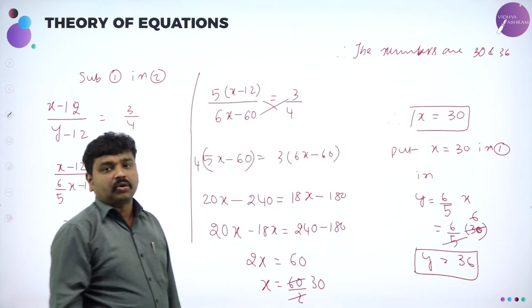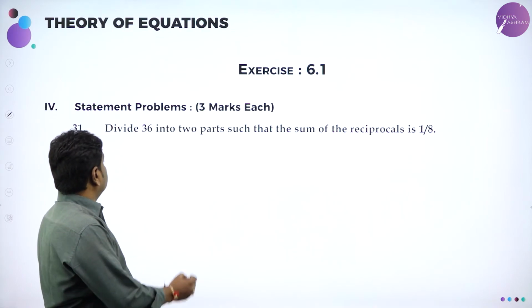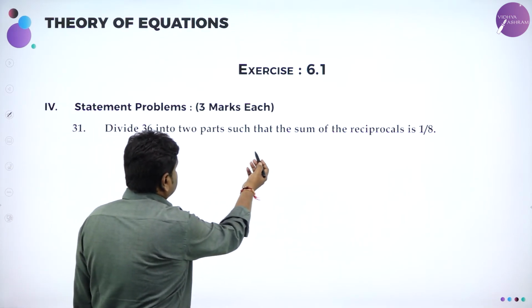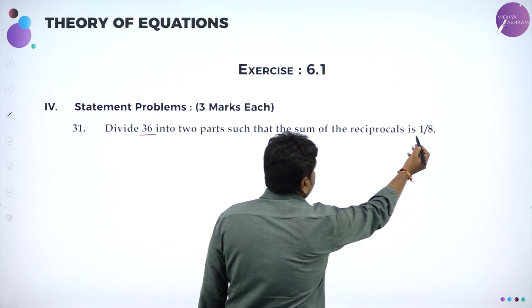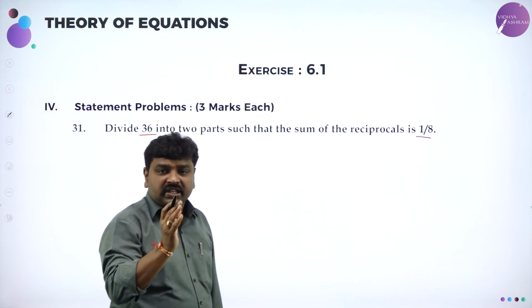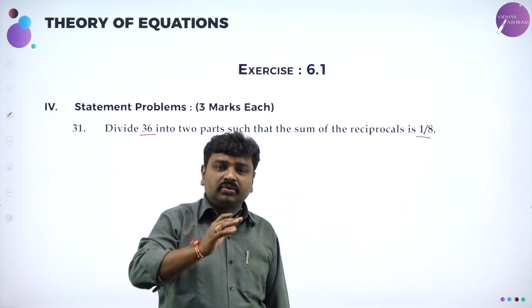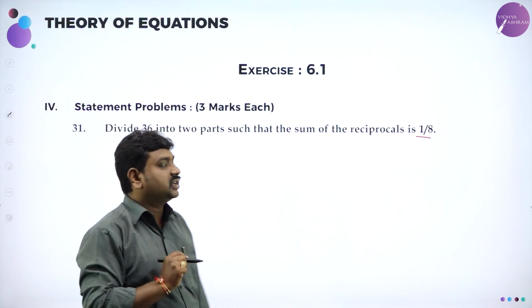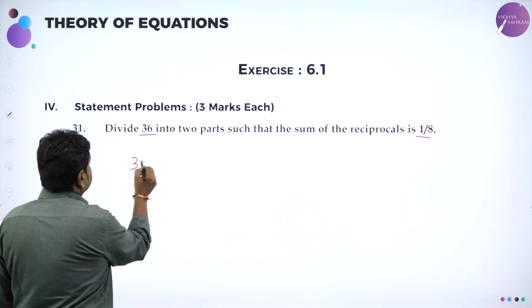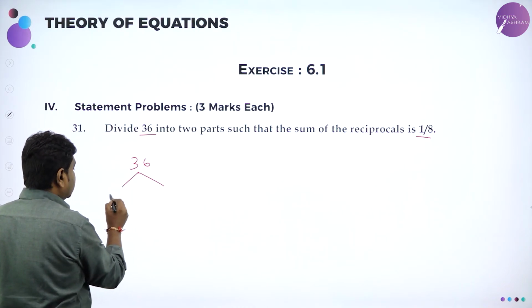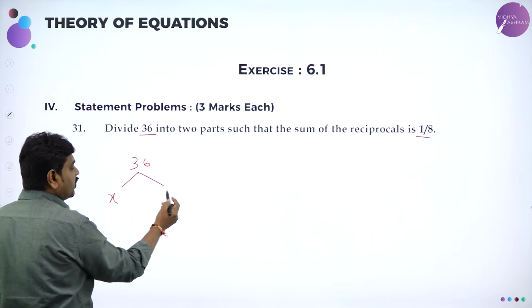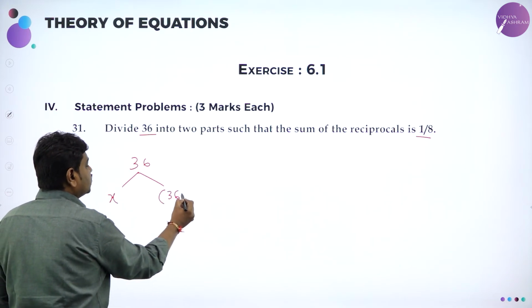So this is the problem. Now we have to divide 36 into two parts such that the sum of the reciprocals is 1/8. See, reading the question and converting it into a mathematical statement is important. So they want you to divide 36 into two parts. The first part I'll take as x. The second part is the remaining. Remaining is what? 36 minus x.